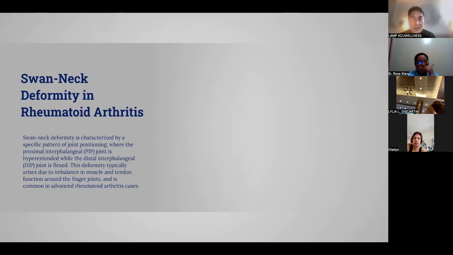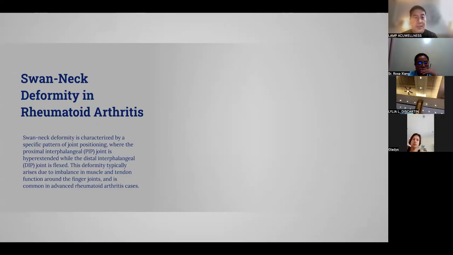Swan neck, di ba? Swan neck deformity. There is a specific pattern of joint positioning where the PIP, proximal interphalangeal joint, is hyperextended while the DIP is flexed.